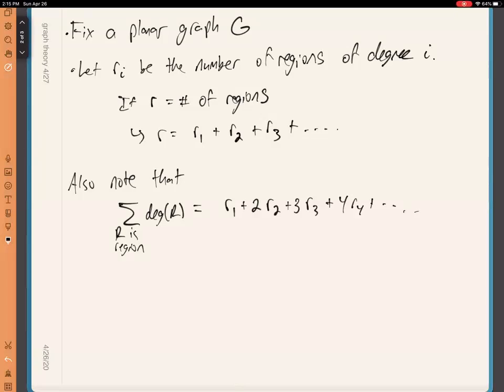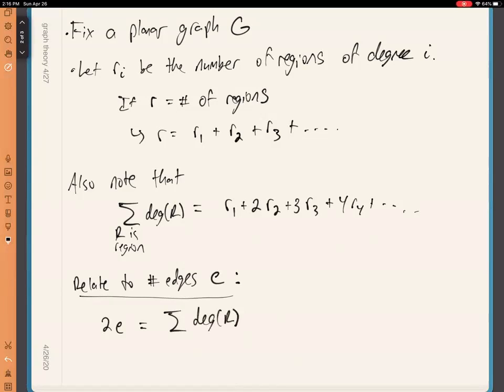Right, and so what we're going to do now is relate this sum to the number of edges in basically the same way. If you think back to one of the first lectures on graph theory, in the same way we related the degree of vertices to the number of edges. Right? So let's say as above that the number of edges is equal to E. And so the claim is that if I multiply 2 times E, right, if I multiply the edges by 2, this is actually the same as the sum of all the degrees over all the regions.